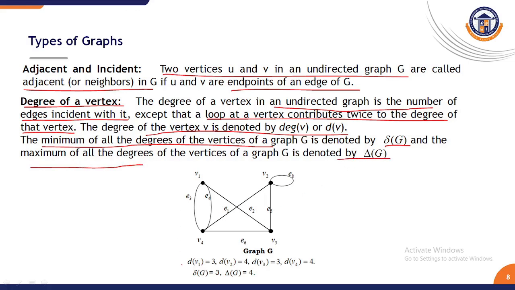Now see the example. For the vertex 1, the degree is 3. There are 3 edges connected. For vertex 2, the degree is 4. Even though only 3 edges are connected, the edge E3 is a self loop. So it contributes 2 to the degree of vertex 2. So its degree is 4.